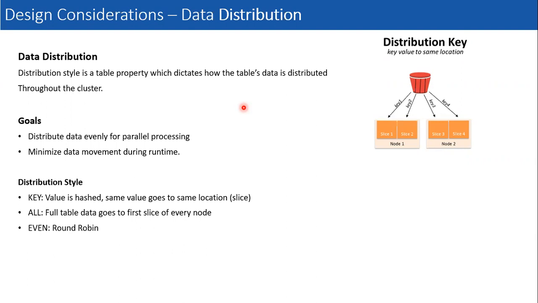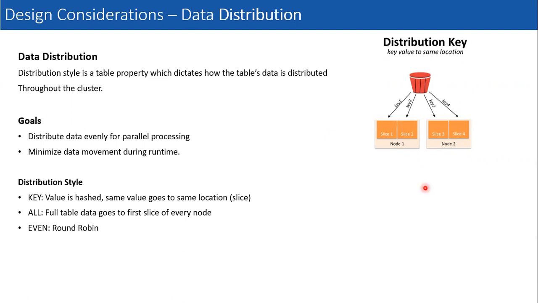Whenever I'm able to find a field that is close to a uniform distribution, then we can go for a dist style based on a key. The dist styles are key, all, and even. We go for a key whenever we have a column that lends itself to a uniform or near uniform distribution.